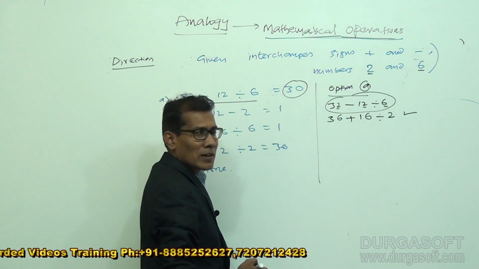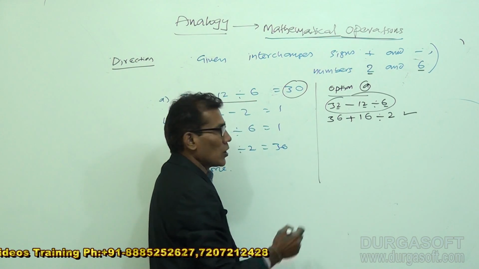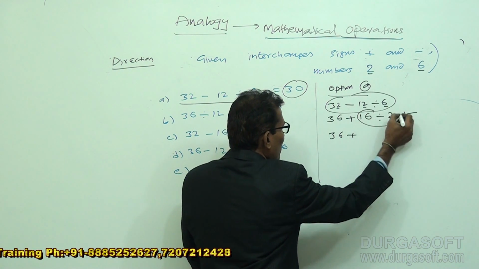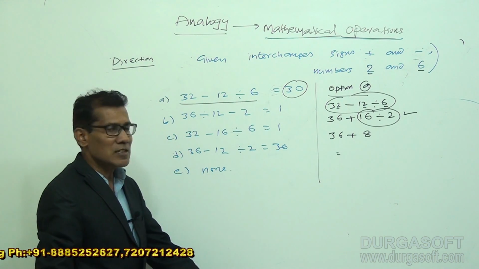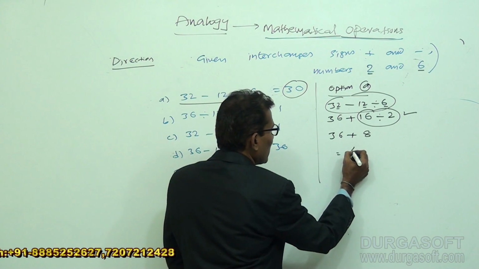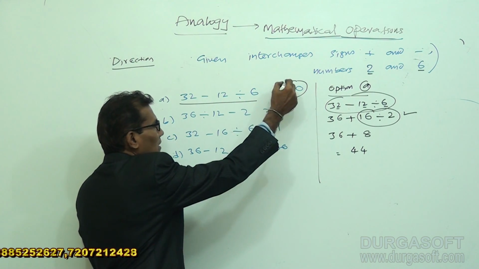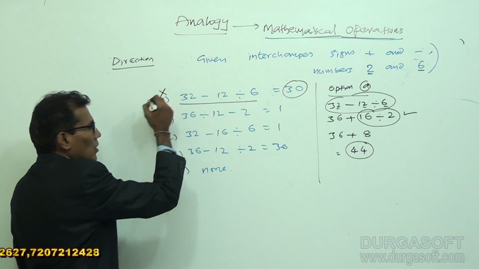Let us see what happens. According to DMAS, we have to apply first the division operation. So 36 plus 16 divided by 2, which is going to be 8. Then 36 plus 8. What is 36 plus 8? It is 44. What is the result in option A? Actually it should be 30, but here we got the result 44. That's why option A is wrong.